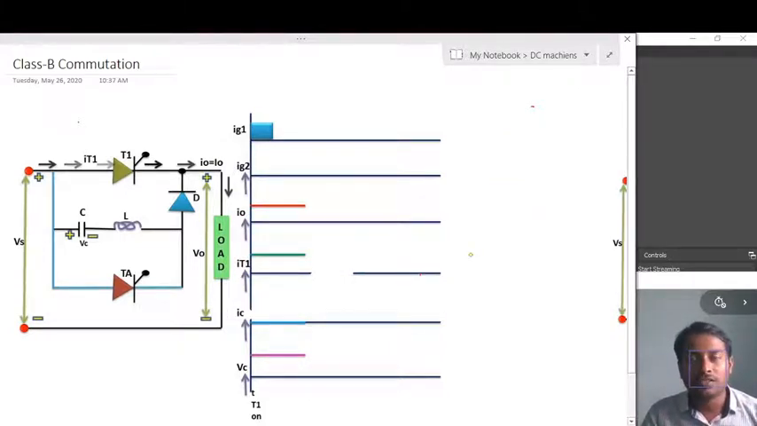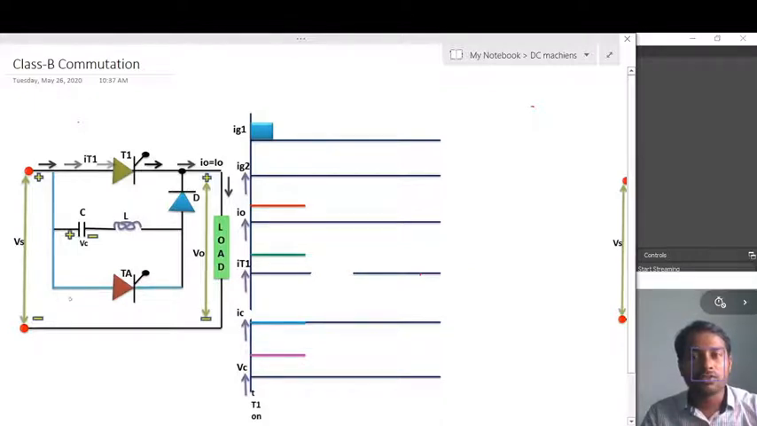Hello viewers, today I will discuss class B commutation. In the previous videos I explained the tank circuit and class A commutation, and this class B commutation also depends on a tank circuit, nothing but a combination of a series capacitor and an inductor.